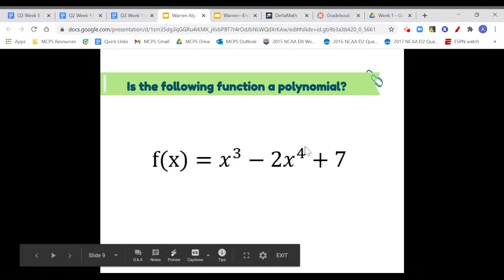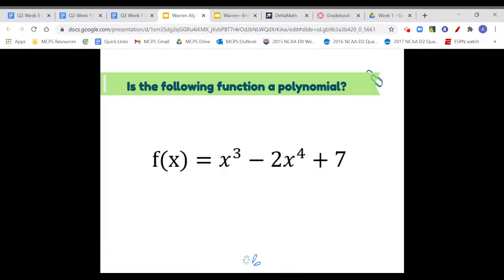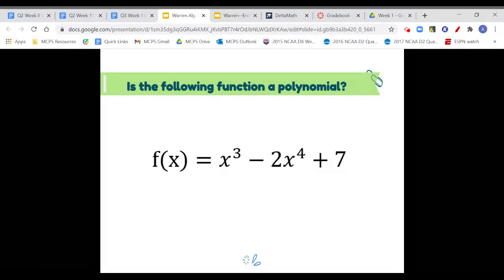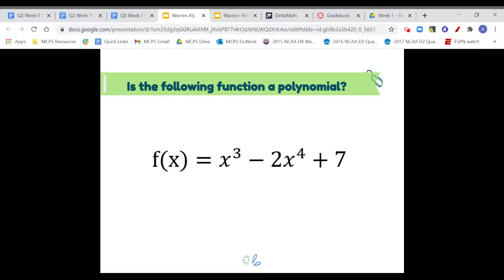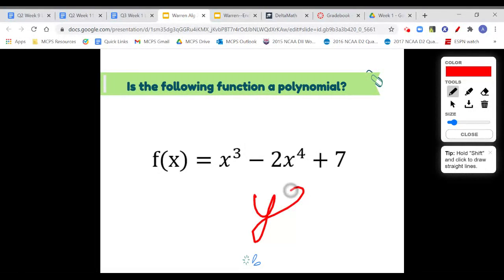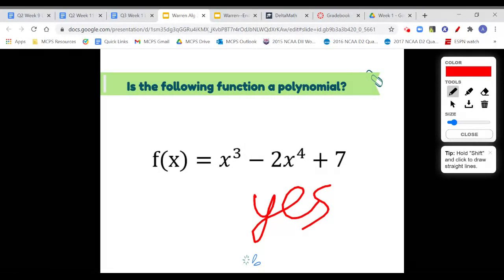So now we're going to go through a few examples to classify whether they are or are not polynomials. This first example here, x to the third minus 2x to the fourth plus 7. I'm looking at these terms. I have x to the third, that's a whole exponent, right? 3 is a whole number. Negative 2x to the fourth, 4 is also a whole number, so that's fine. And then I have a constant added at the end, positive 7, so that's fine. All of this checks out. Every exponent is a whole number, so I'm good to go, and my answer here is yes, this is in fact a polynomial.